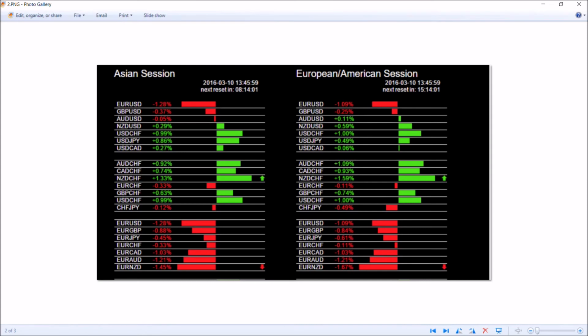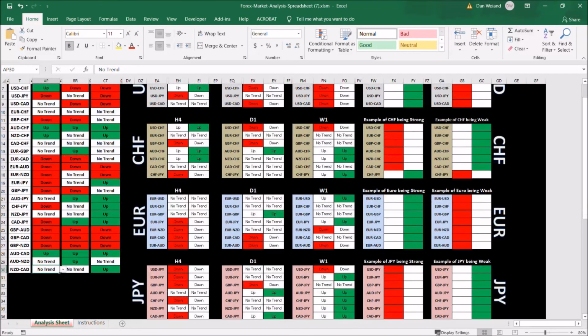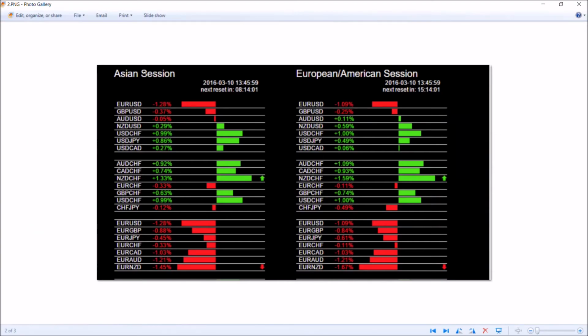In this example, in the European American session, it has little arrows that tell you which are the biggest movers in the pair. The Euro USD is completely red across the board. What does that mean? Does that mean strength or weakness? Go back to your sheet, look at the Euro. Completely red means the Euro is weak. Great. From there, you just find a strong currency and then trade that against it. But you can see how in real time, the heat map is moving in a direction that matches up with the analysis spreadsheet orientations and helps you quickly decide whether you're going to take that trade.